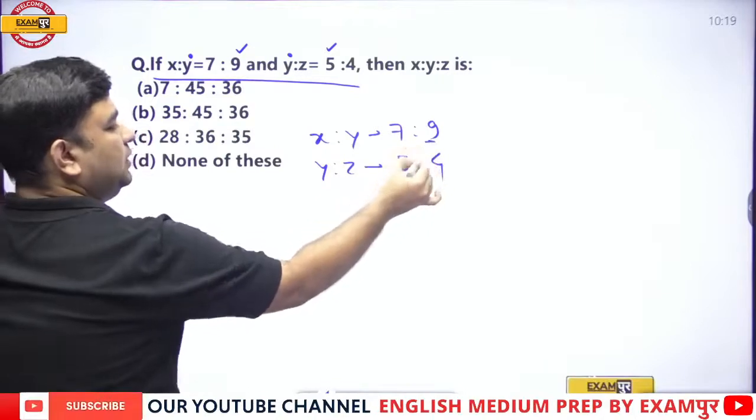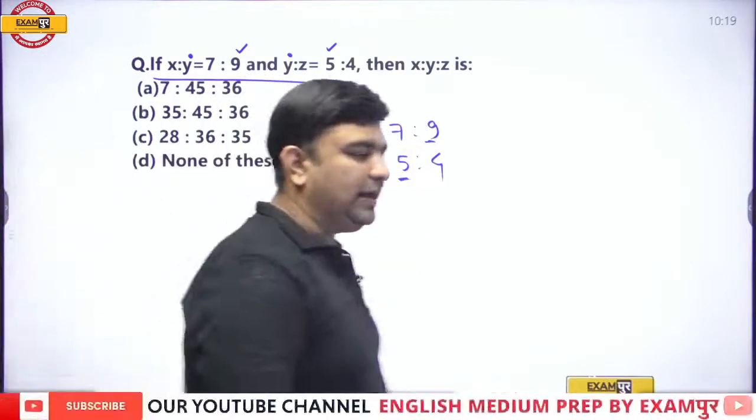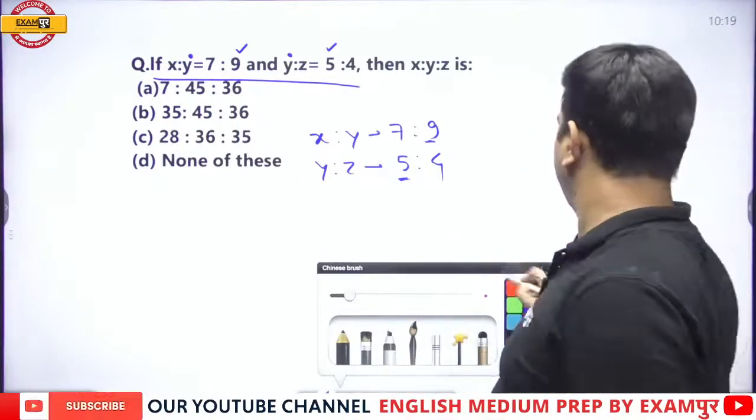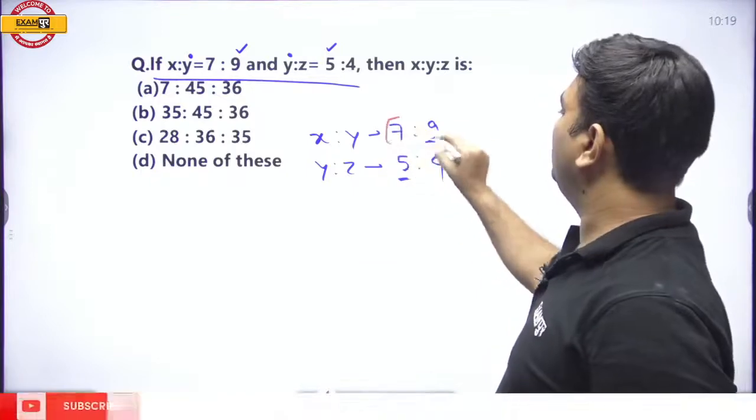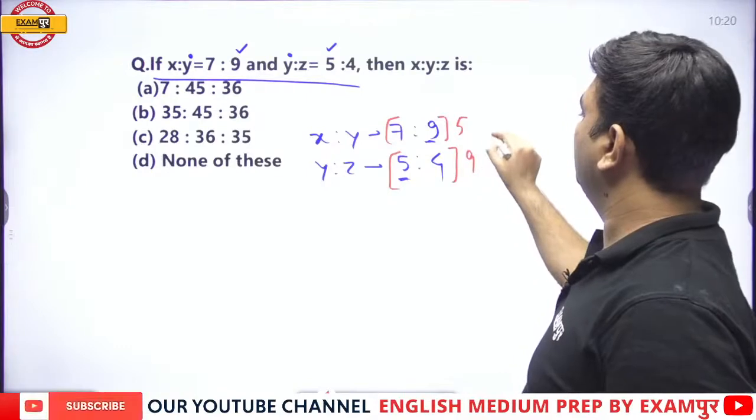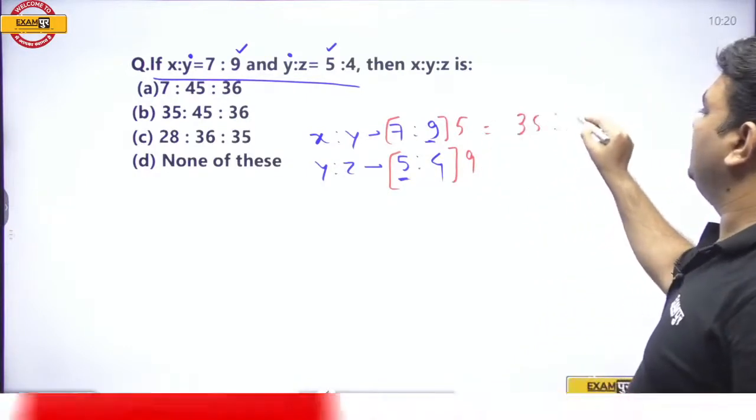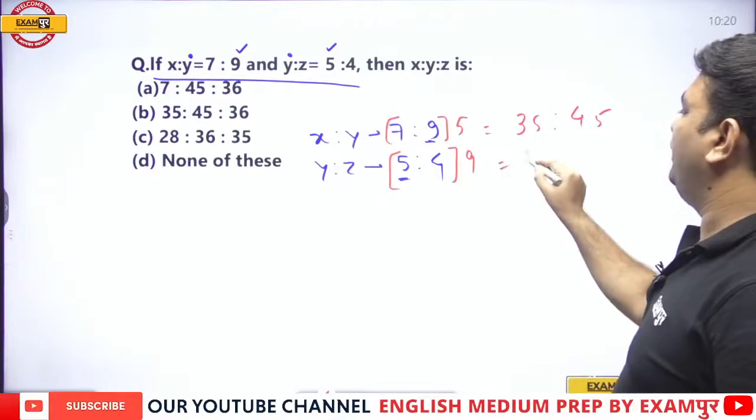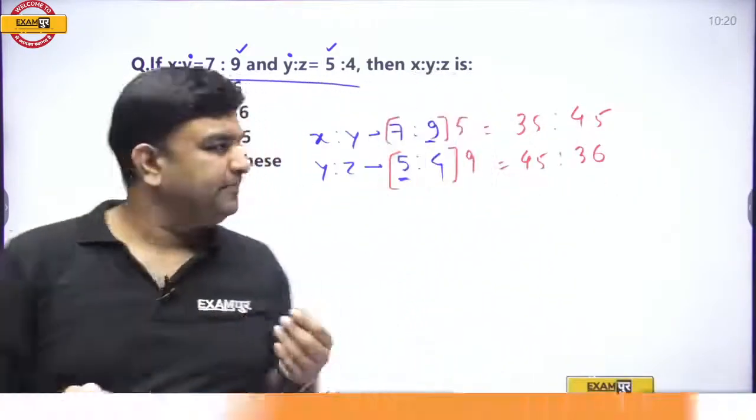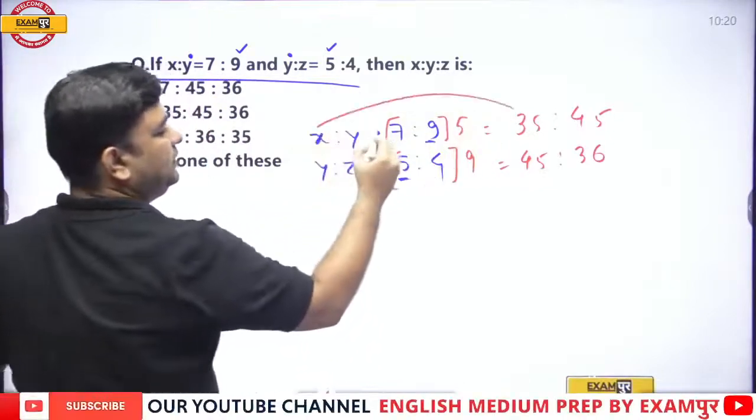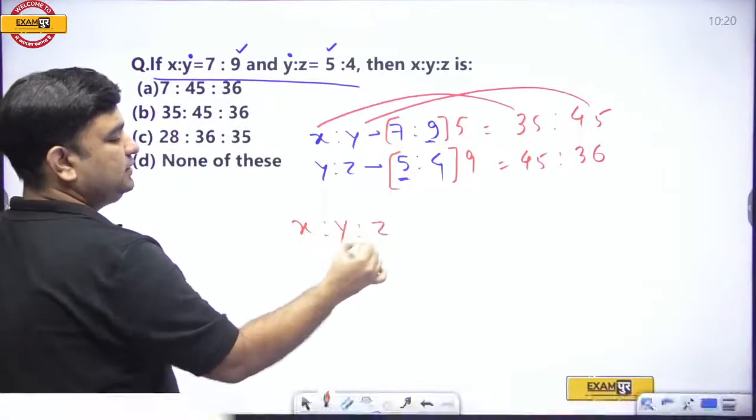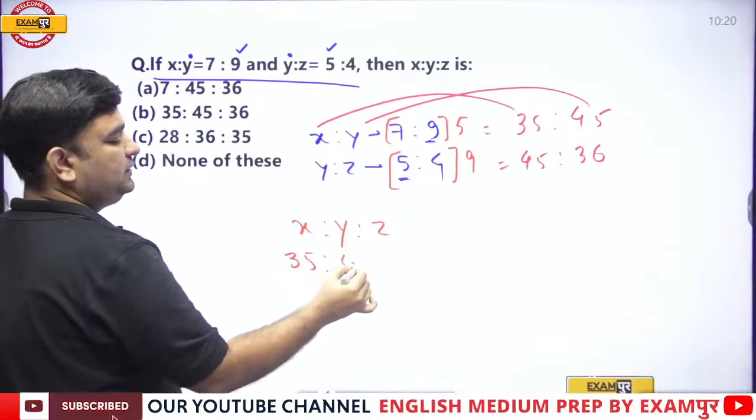So 9 and 5 can be connected. The only thing is we have to multiply by their inverse to make the value of Y equal. So X is 35, Y is 45. X, Y, Z is 35, 45, 36.